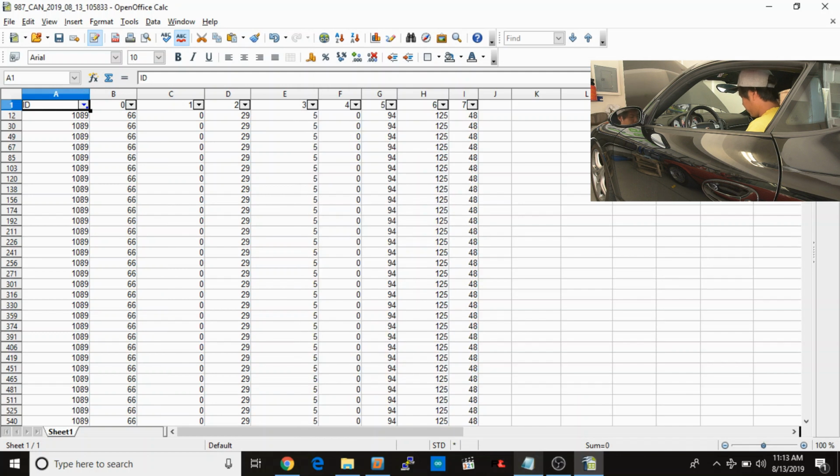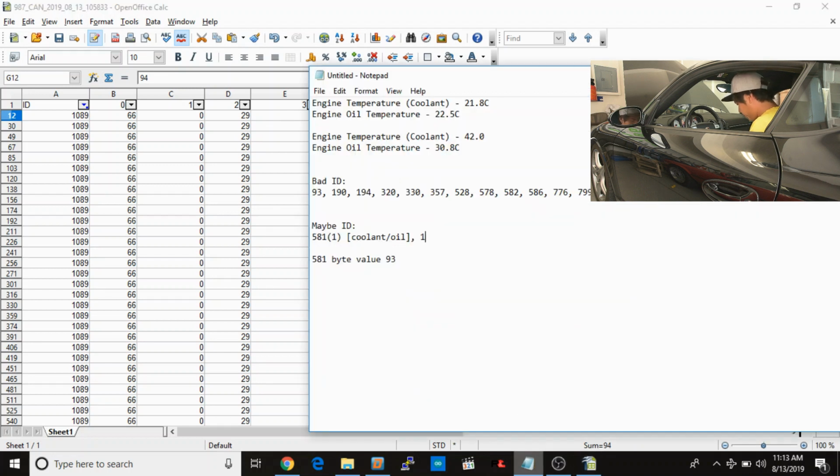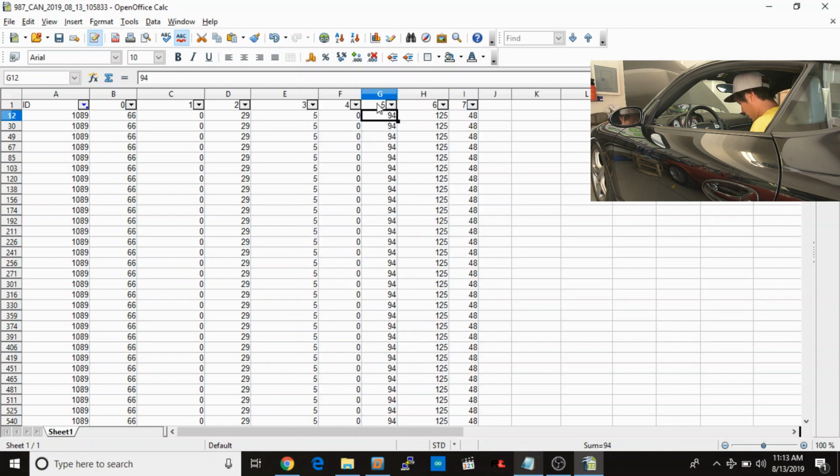Boom. Okay, so we're talking about byte value 93, and I saw this 94, and I was like, oh, that's kind of close to 93, and then I'm looking at the way this value changes over time, and it consistently goes up, right? So I'm thinking 1089 is a maybe. So 1089, position 5.